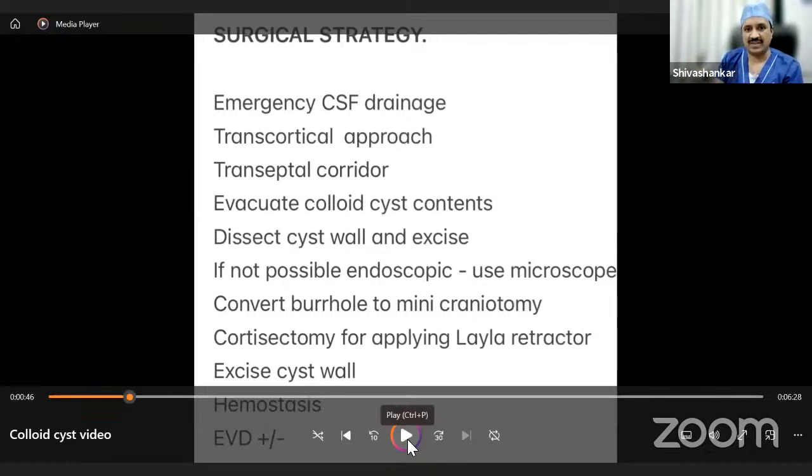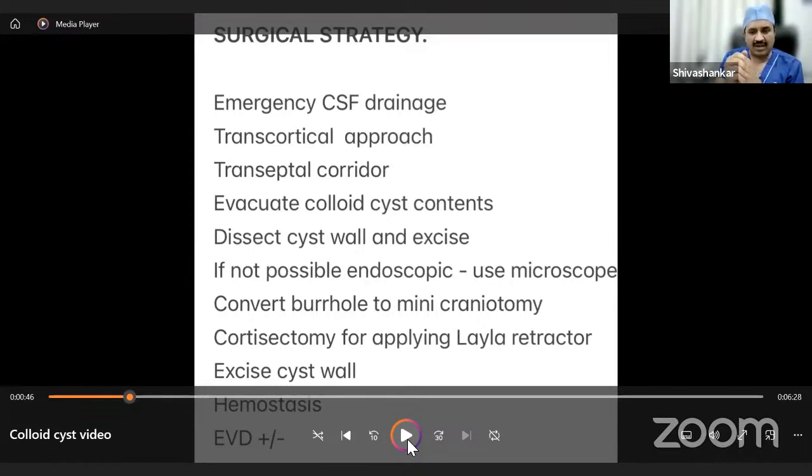So in this particular case, he presented to us with acute hydrocephalic attacks. We need to drain his CSF first, putting an EVD, and that we do once the patient is positioned and under navigation guidance, we hit the ventricle and drain the CSF. And then transcortically, we go with the endoscope and see the anatomy of the ventricle. Because the colloid cyst is quite big and pushing down the foramen of Monro, I had planned for a transseptal corridor, and then endoscopically evacuate the contents of the cyst, dissect the cyst wall and excise it.